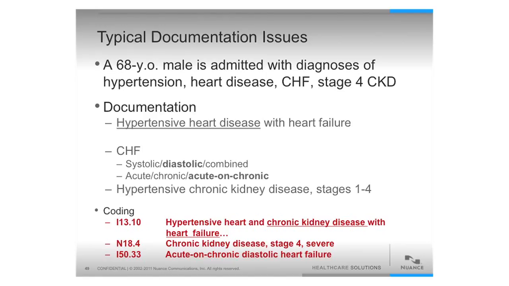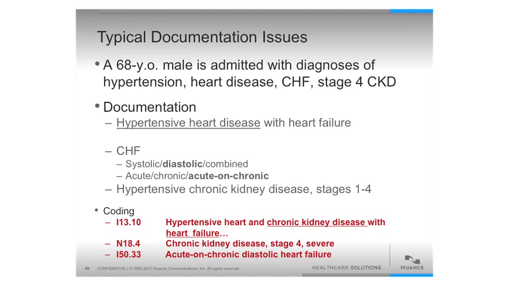But because the terms heart failure and chronic kidney disease are there, there must be accompanying codes. And those accompanying codes must give us more detail. The chronic kidney disease must be staged, in this case stage 4. And the heart failure has to be specific, in this case acute on chronic diastolic heart failure. So these are going to be important concepts for us when we're talking about hypertension, heart disease, and chronic kidney disease.